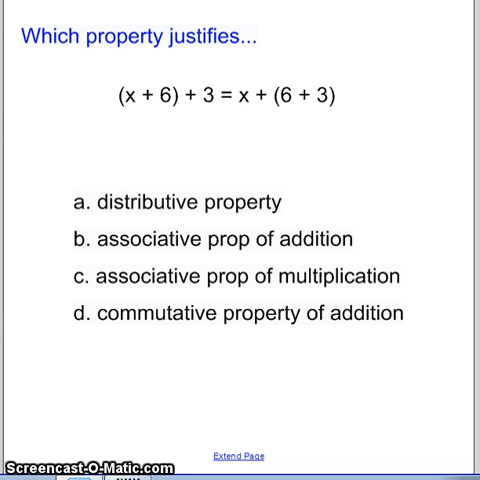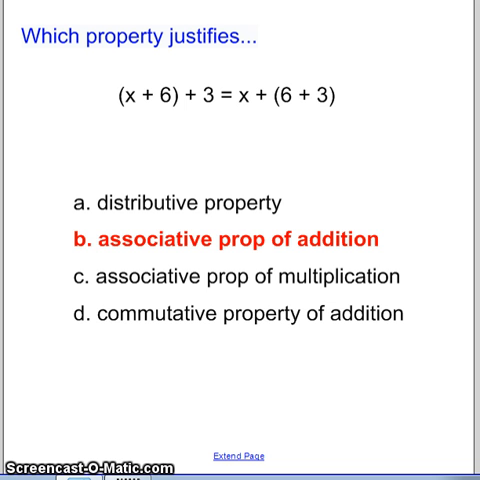In this one, we have x plus 6 in parentheses plus 3 equals x plus 6 plus 3 in parentheses. So the order of the numbers doesn't change. Only the grouping changes. The parentheses move. It's an addition problem. So it's going to be the associative property of addition.